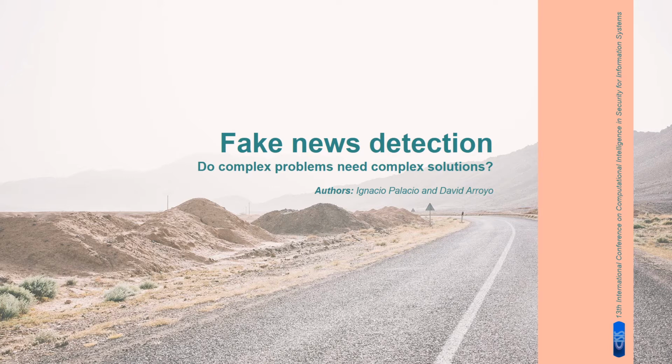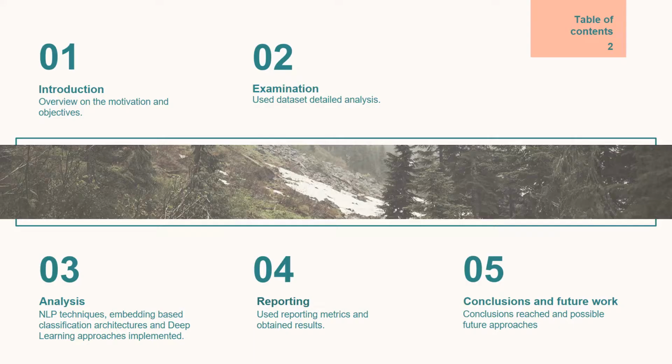The title is Fake News Detection: Do complex problems need complex solutions? This is work by Ignacio Palacio from the Universidad Autónoma de Madrid and David Arroyo from the Spanish National Research Council. I hope you enjoy the presentation and find the work we have performed interesting.